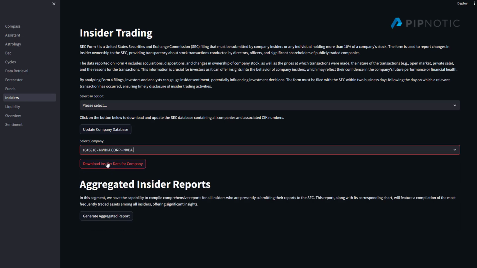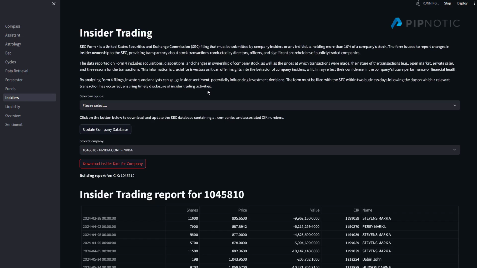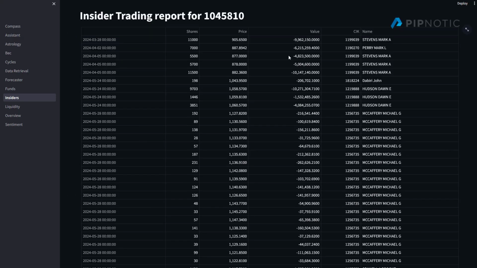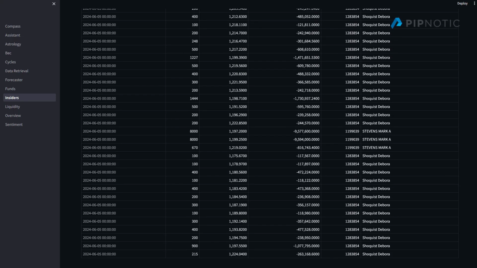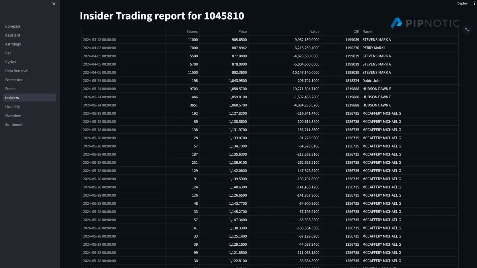Nvidia. We're going to click on this button, and it's going to download the newest reports for Nvidia, take that data, and feed it into a data frame. Okay, here's the data. We can see that all of these numbers are negative. Every single one of them is negative. There's not one single positive one. What does that mean? Well, that means that people are only selling Nvidia.